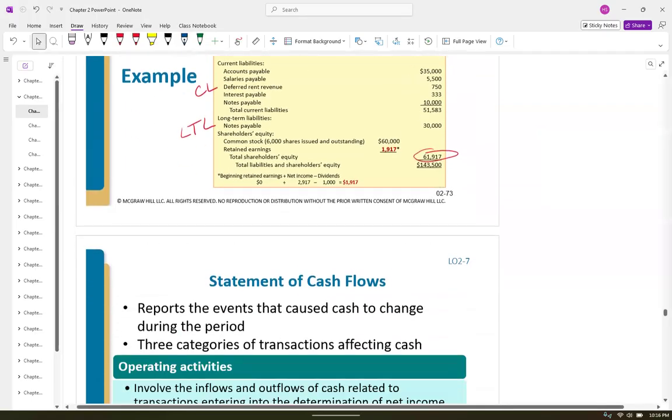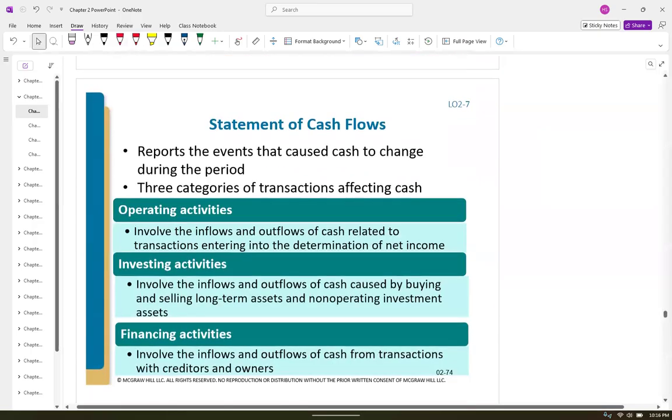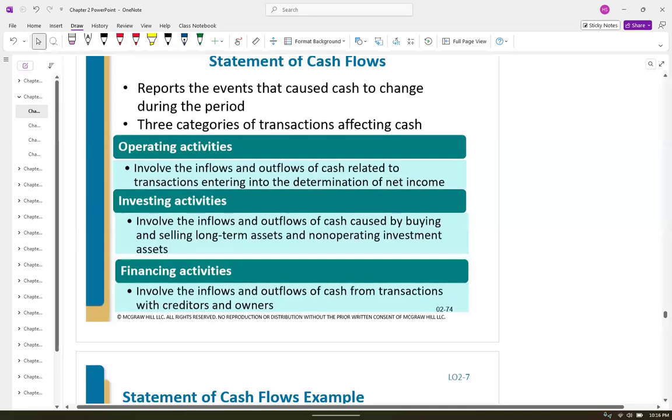Then we're going to look at the statement of cash flows. We haven't gotten into too much depth in the statement of cash flows, and we really won't so much here because I think that's coming up in one of the next chapters. Remember, there are three categories in statement of cash flows: operating, investing, and financing. They're always in that order every single time when you're doing a statement of cash flows.